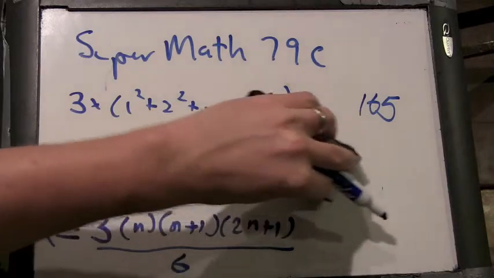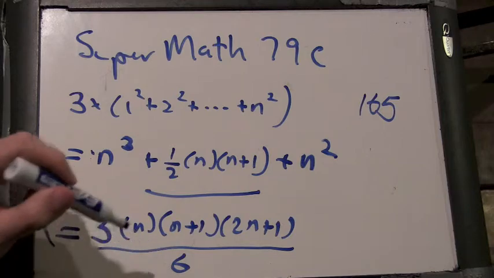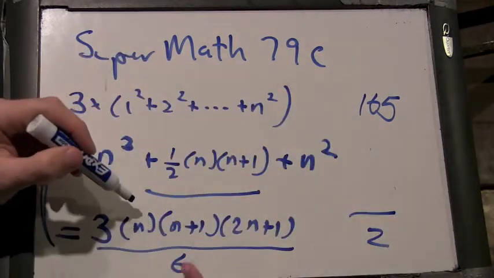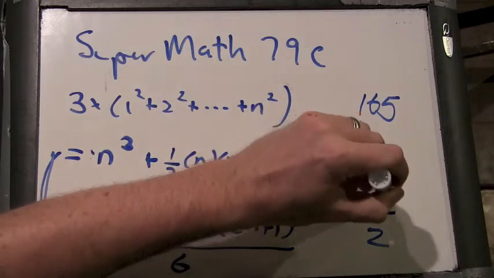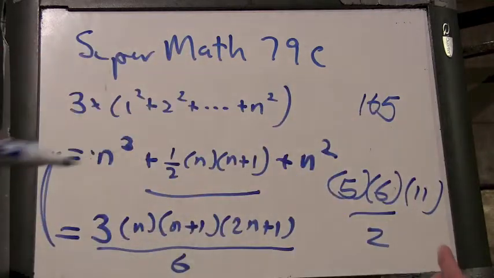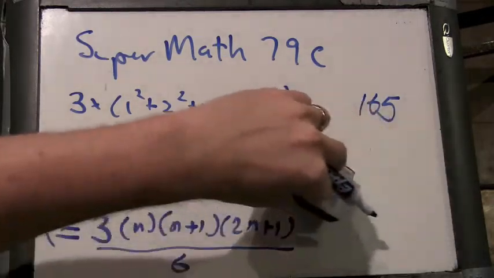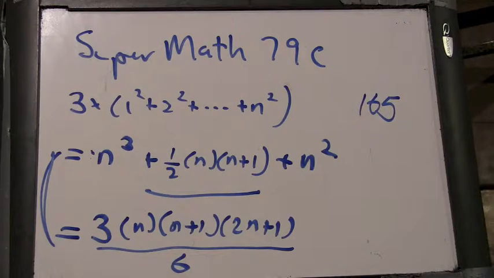Well, so we have 3 times, well actually we can cancel the 3. It's over 2. So we have 5 times 6 times 11. So you get 15 times 11 because that cancels. All right, 15 times 11. Well, 5 times 11 is 55. And then you multiply that by 3, you get 150 plus 15, which is 165. Awesome. Those two are equal. Or 15 times 11 is 15 times 10 plus 15.